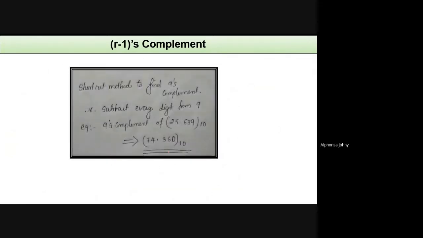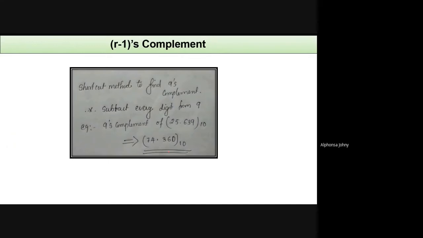Next, without using this equation, there is a shortcut method for finding the 9's complement. The trick is that we need to subtract every digit from 9. There is no difference in the logic depending upon the position, as we have seen in the case of 10's complement. In order to find the 9's complement, we can simply subtract each digit from 9.